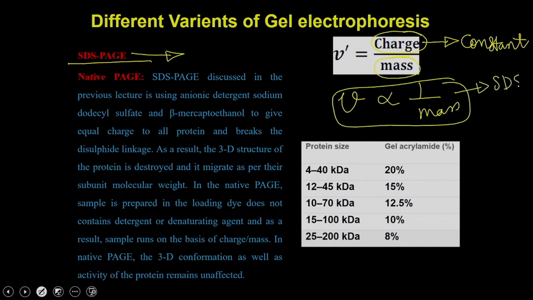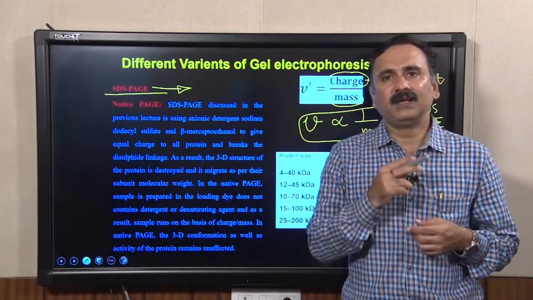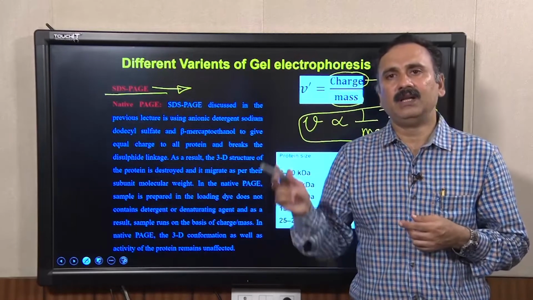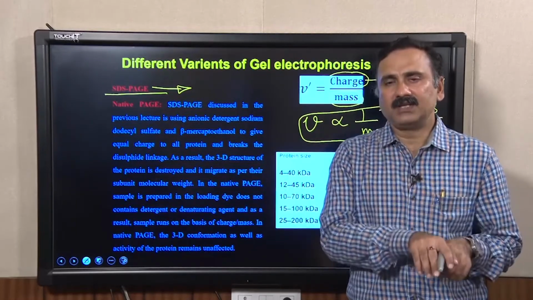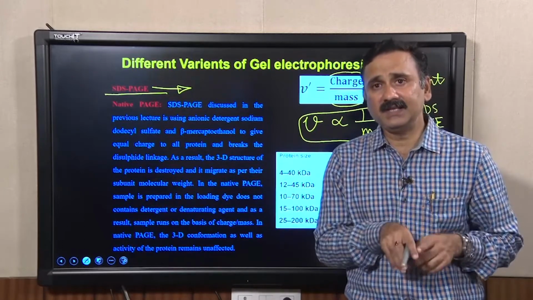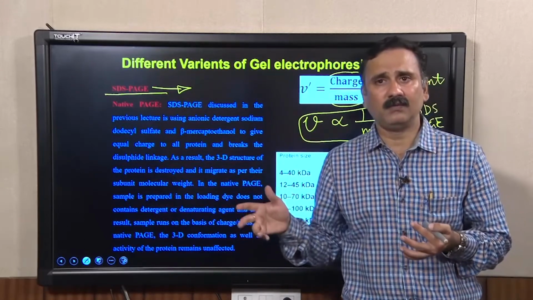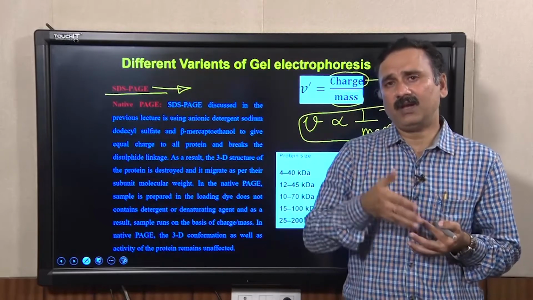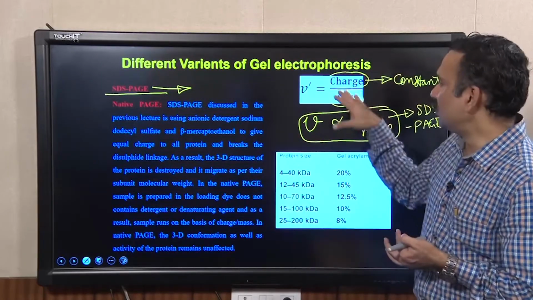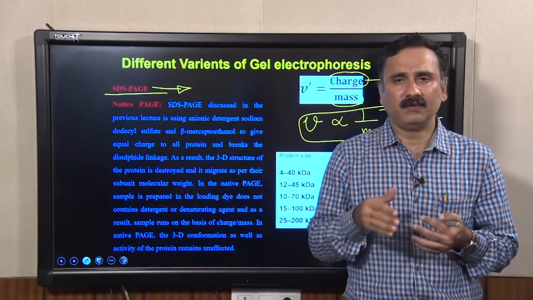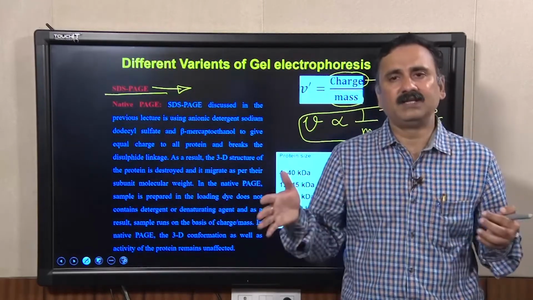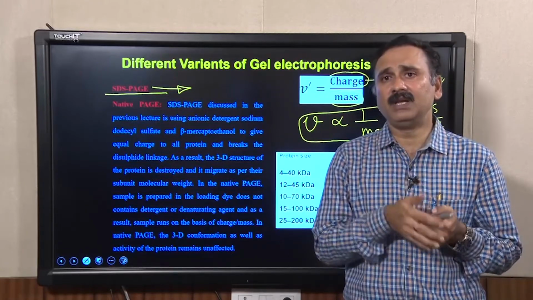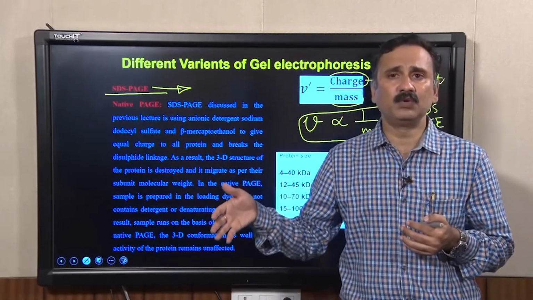So, if I add SDS into the gel electrophoresis, the SDS is going to bind to the protein molecules, and as a result it is going to give a negative charge. And since the charge imparted by the SDS is uniform for every protein, the charge component is going to be nullified, and as a result the electrophoretic mobility is going to be inversely proportional to the mass.